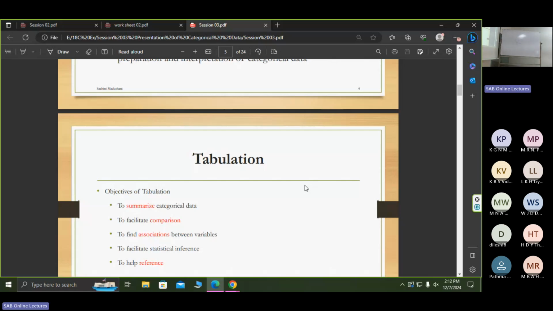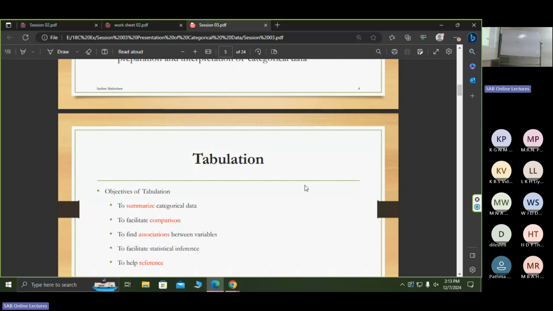Understood? Why do we use the tabulation format? Using the tabular format, we can summarize our data set and do comparisons. We can find the association between variables, it means relationship. It also helps with inference, statistical inference. Understood? Then we studied different types of tabulation methods.